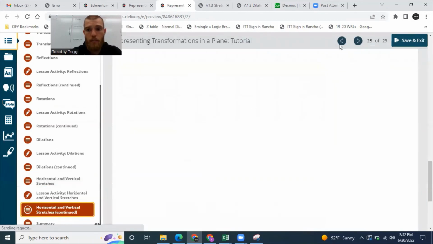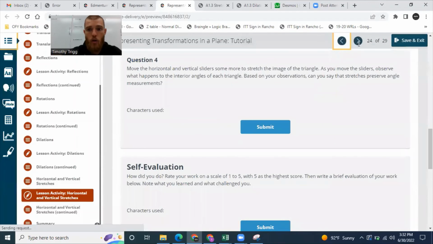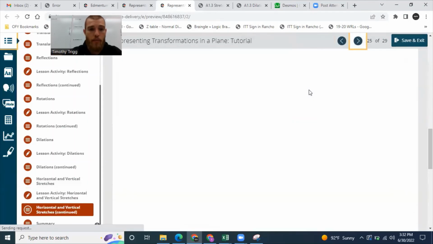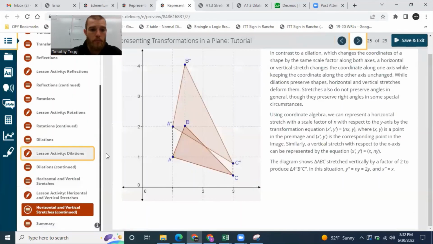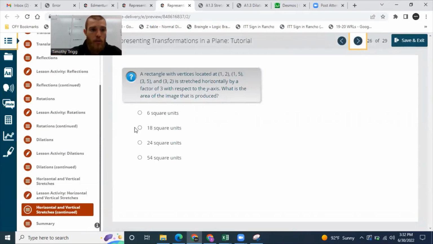Let's go ahead and move on to page 25. All right, page 26 here, next question. A rectangle with vertices located at (1, 2), (1, 5), (3, 5), and (3, 2) is stretched horizontally by a factor of 3. With respect to the y-axis, what is the area of the image that is produced?